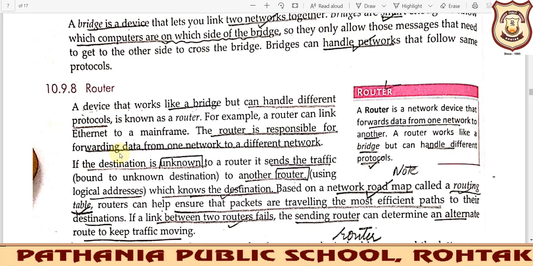So what is a router? A router is actually a device that is just like a bridge, but it can handle many protocols along with it. A router is basically responsible for forwarding data from one network to a different network. Say you are sending data and it comes to a router that is sending the traffic from one network to another, and if it does not know the destination where that particular packet has to go, it will hand over that data to another router that knows the destination.